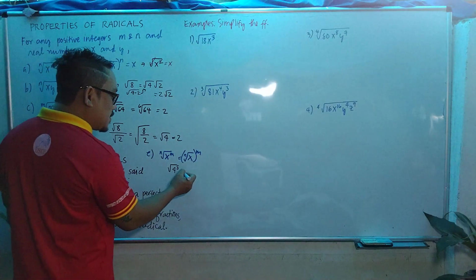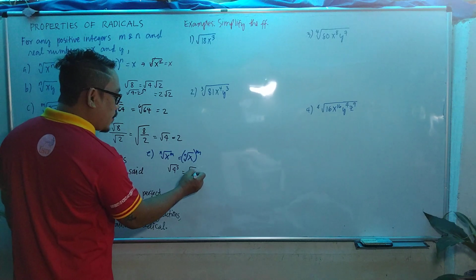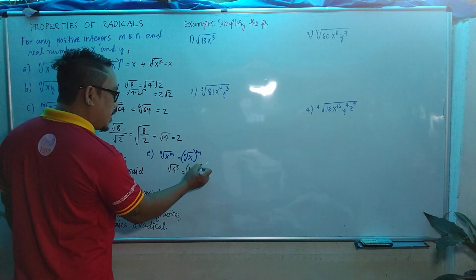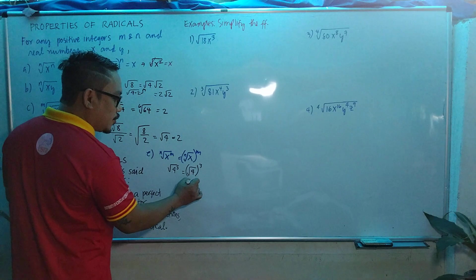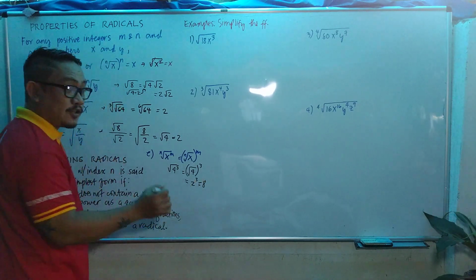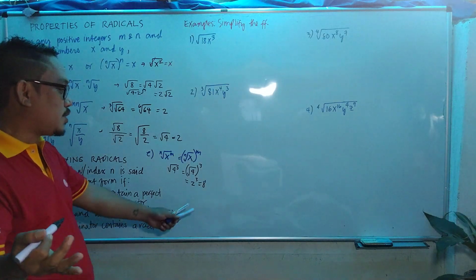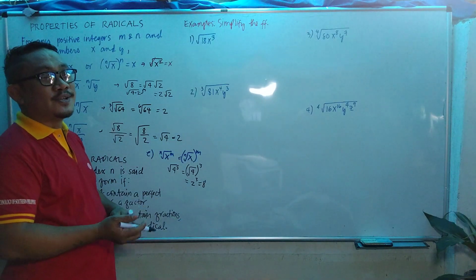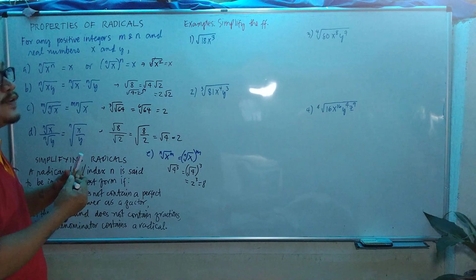So, in simplifying, you have the square root of 4 to the power of 3. What is the square root of 4? 2 to the power of 3. So, what is 2 to the power of 3? You have 8, because 2 times 2 times 2 is equal to 8. Okay? So, you should understand the properties of radicals.